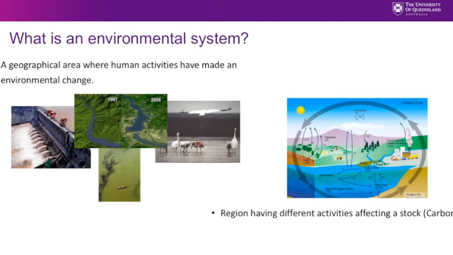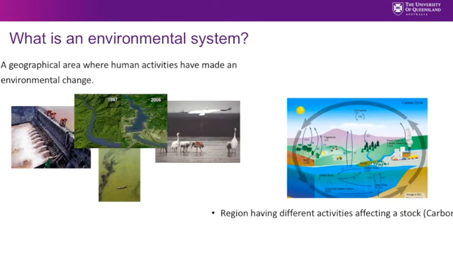So what is an environmental system? An environmental system can be a region having different activities affecting the stock. A stock is an extensive variable, and a stock can be a component or energy that is being affected by different activities. On the other side, on the left side, an environmental system can be, for instance, a geographical area where human activities have made an environmental change, and we now want to understand how the system behaves.